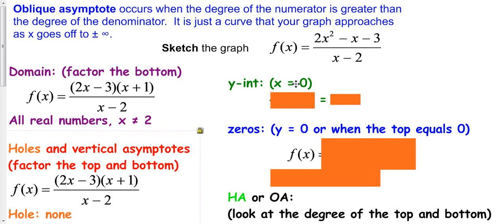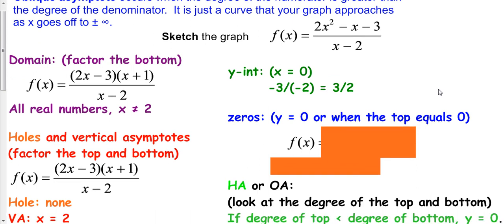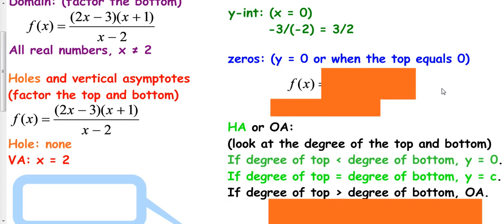Then we need to find our y-intercept, and that's when we plug in 0 for x. Plug it in here, here, here, and we get a -3 on top, over a -2 on the bottom, so we get a y-intercept of 3/2.